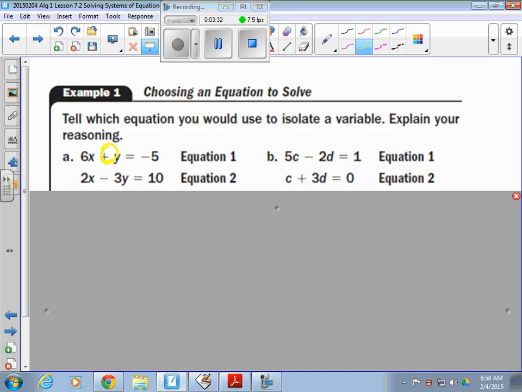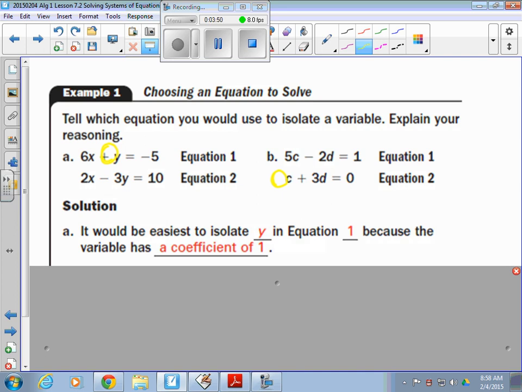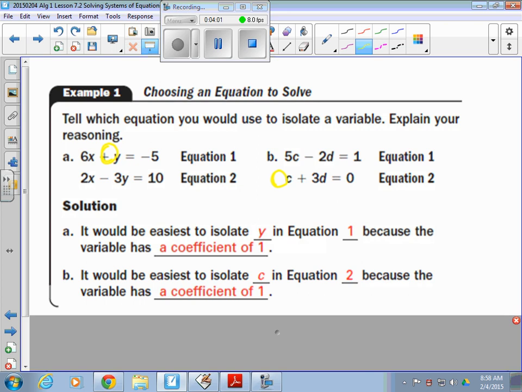For B, you have 5c minus 2d equals 1, and c plus 3d equals 0. The easiest one here would be that one, because its c coefficient is 1. It's fewer steps to do. So just to explain a little bit better what I just said, it would be easier to isolate y in equation 1 because the coefficient is 1. And it would be easier to isolate c in equation 2 for B because the coefficient is 1. Again, that's what you're looking for, the coefficient of 1. That's the one you want to isolate if it's available.